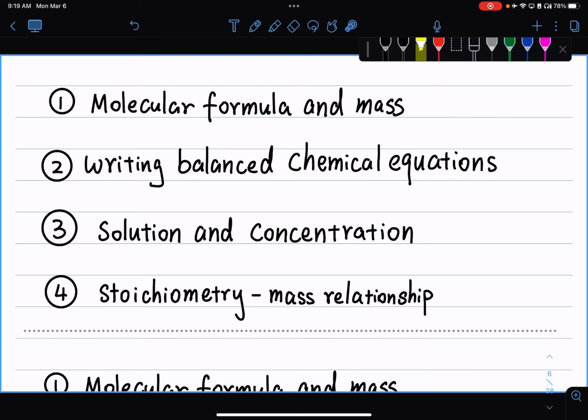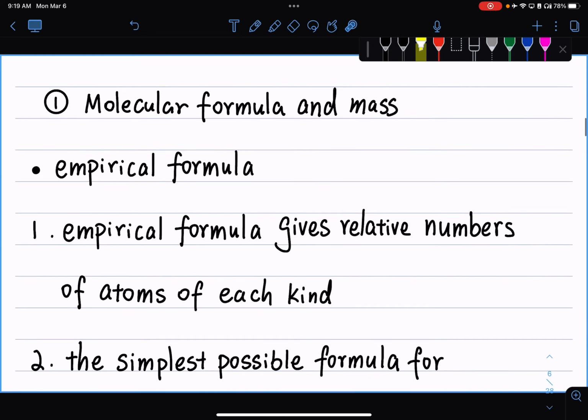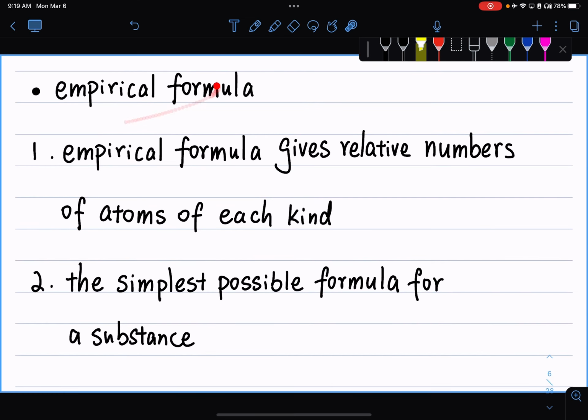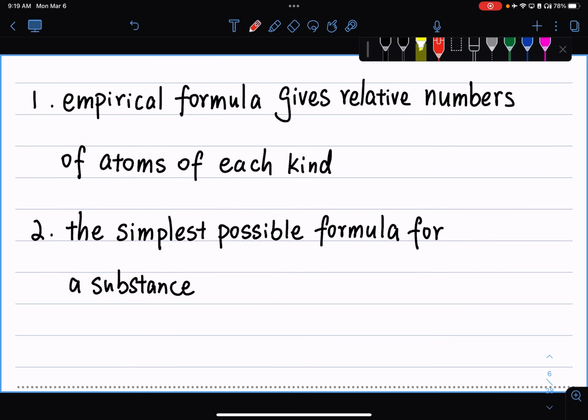All right, first topic here, molecular formula. So this part is quite straightforward. We have several different formulas we can use. The easiest one is called the empirical formula, which just tells you about the relative numbers of atoms of each kind. So using an example here, empirical formulas are just the simplistic formula of a substance.